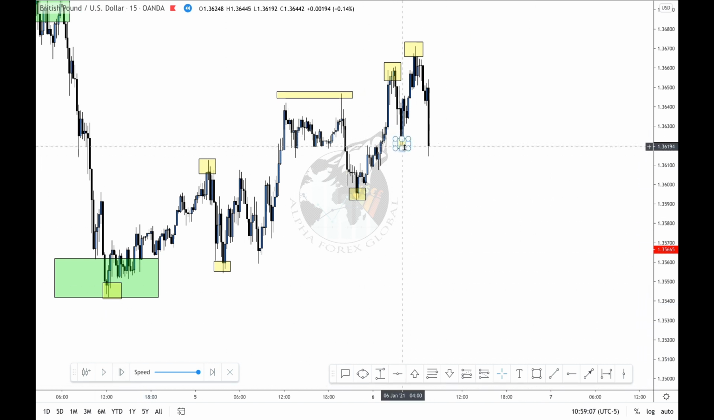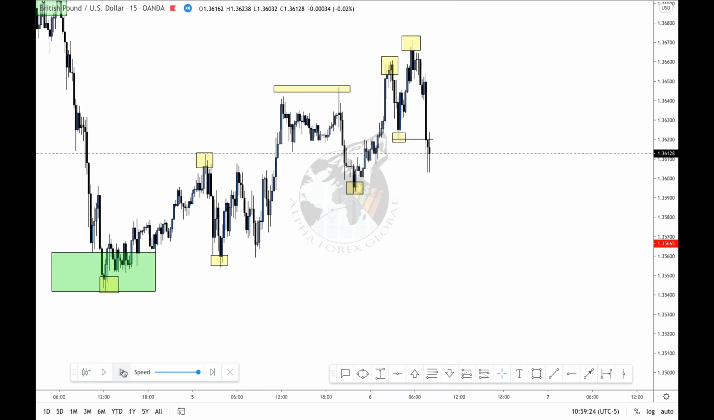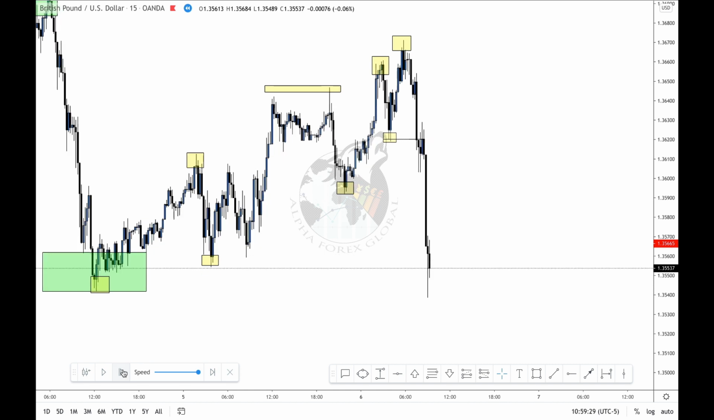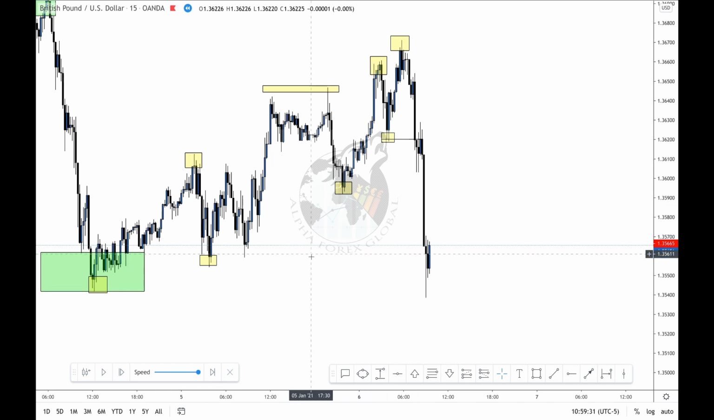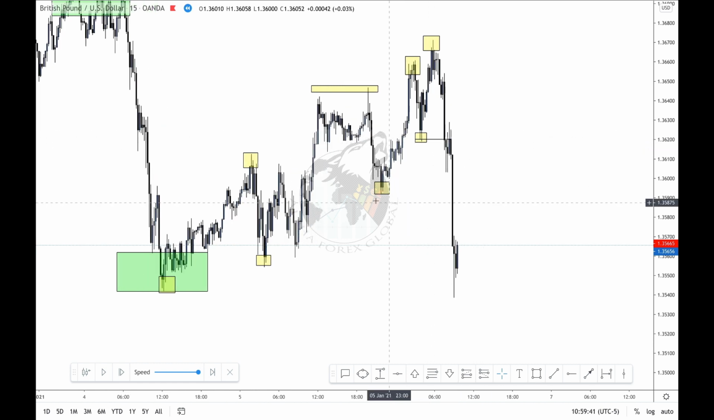All right, so the market broke this area right here. The market broke this higher low right here on the 15-minute time frame. All right, so the market is basically in a downtrend on the 15-minute time frame, right? So what we're looking for now is actually an entry, right?